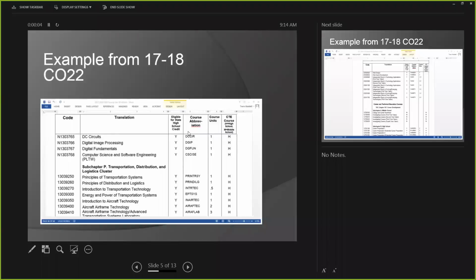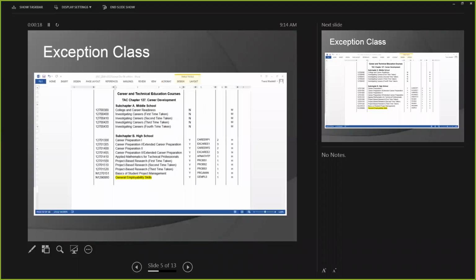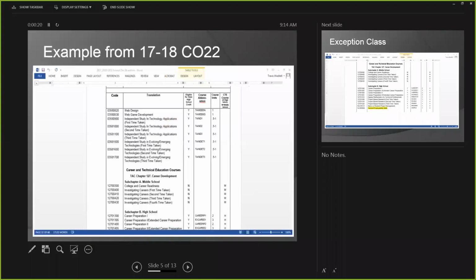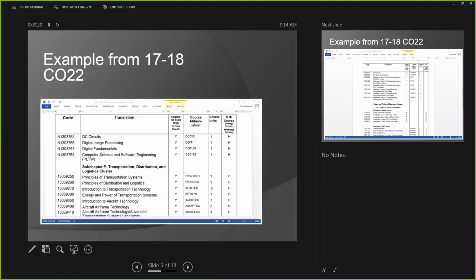Okay. Now, when we're talking about the example from 17-18, if you notice here on this one, if we look at the very first column, it's going to have N1303765. Now that is an innovative course. That is also a course that can be used for high school CTE credits.